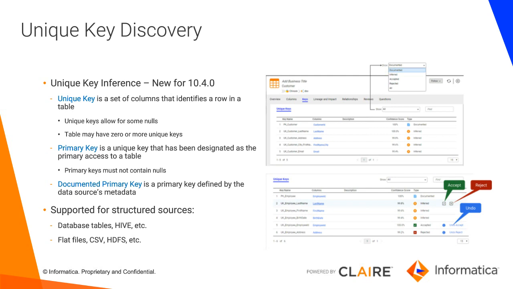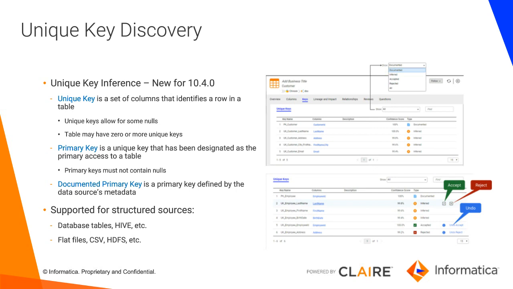Looking at the data and patterns of information, we can infer whether something is a unique key or a primary key with the data catalog. Now, users can curate, say yes or no to our inferences. The system learns as usual with all the intelligence capabilities of the data catalog.